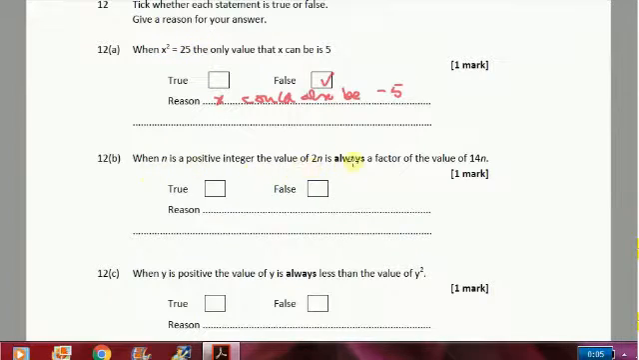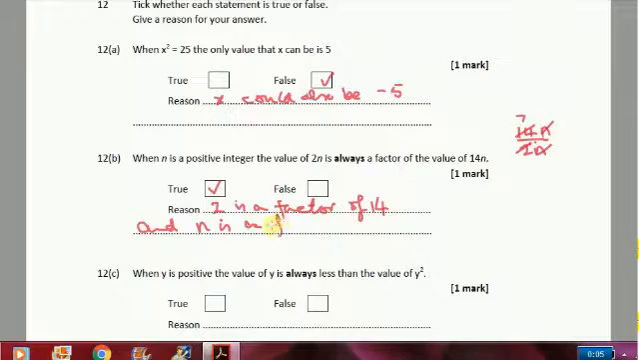When n is a positive integer, the value of 2n is always a factor of 14n. Let's see, 14n, if I was dividing by 2n, then 2 is a factor of 14, goes 7 times, n goes into n, so the answer would just be 7. So it's true that 2n is always a factor of 14n, because 2 is a factor of 14, and n is a factor of n, if you like.